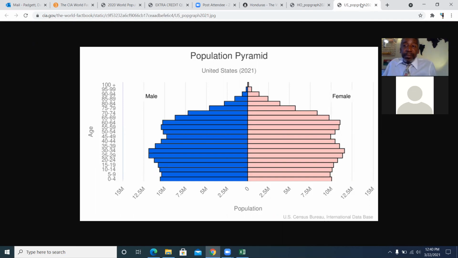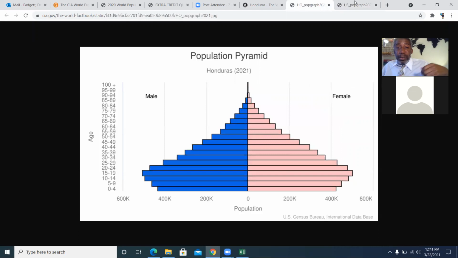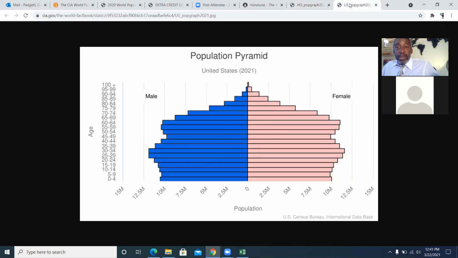limit on our life expectancy here that cannot be changed no matter what. People get older, they're more likely to die of whatever, natural causes or whatever. Okay, so we see that there's a significant difference between Honduras, US, Honduras, US.